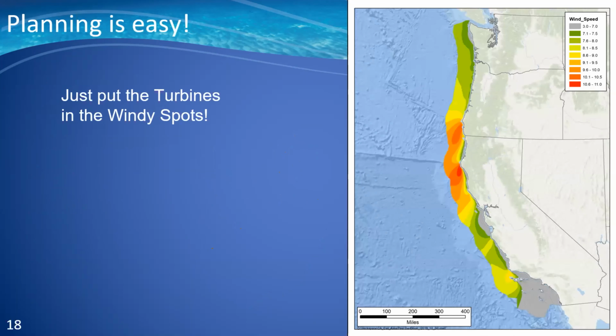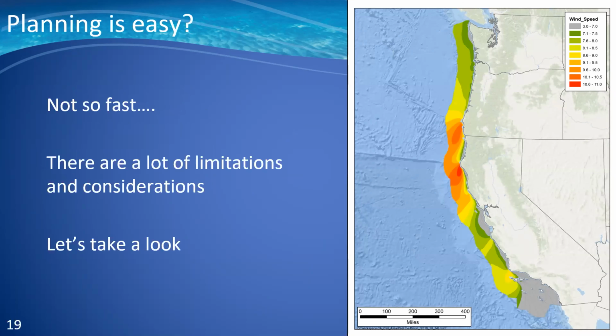And now, we know so much about wind, there's good wind data, right? Planning is easy. Let's just put the turbines in the windy spots, right? Well, not so fast, right? There are a lot of limitations and considerations. So I'm going to walk you through a few of those and get you to the idea of why our first set of call areas are where they are.